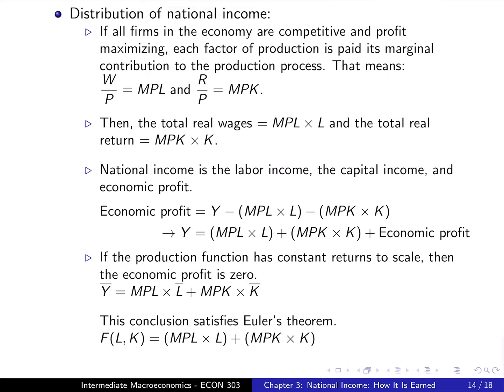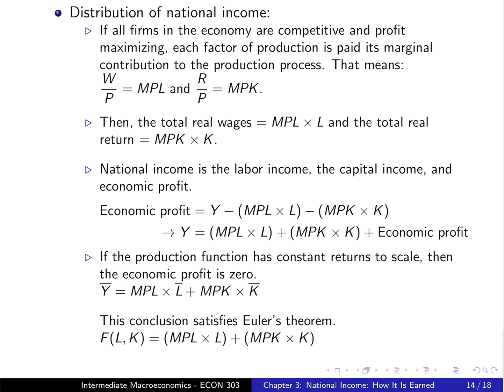Here we explore how income is distributed to the factors of production in a competitive economy. The key idea is that if all firms are competitive and profit maximizing, then each factor of production is paid according to its marginal product. W over P equals MPL and R over P equals MPK. Total payments to factors: total real wages paid to labor, or labor income, equals MPL times L, and total real return to capital, or capital income, equals MPK times K.